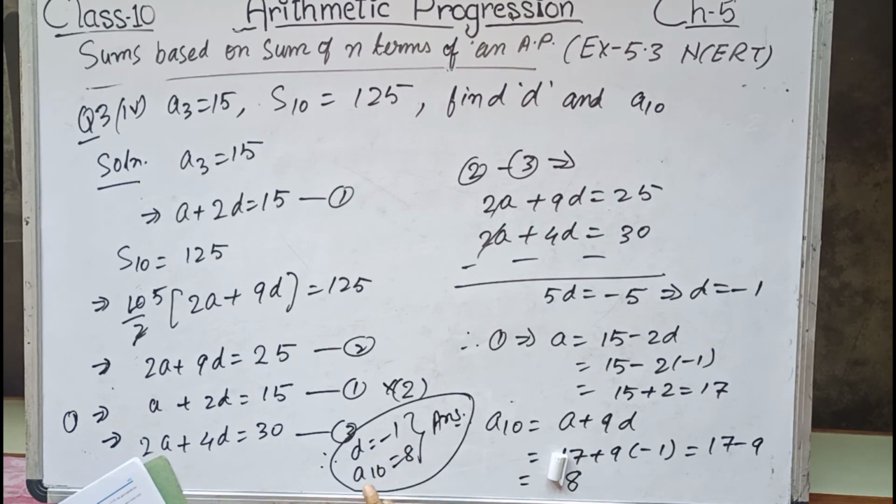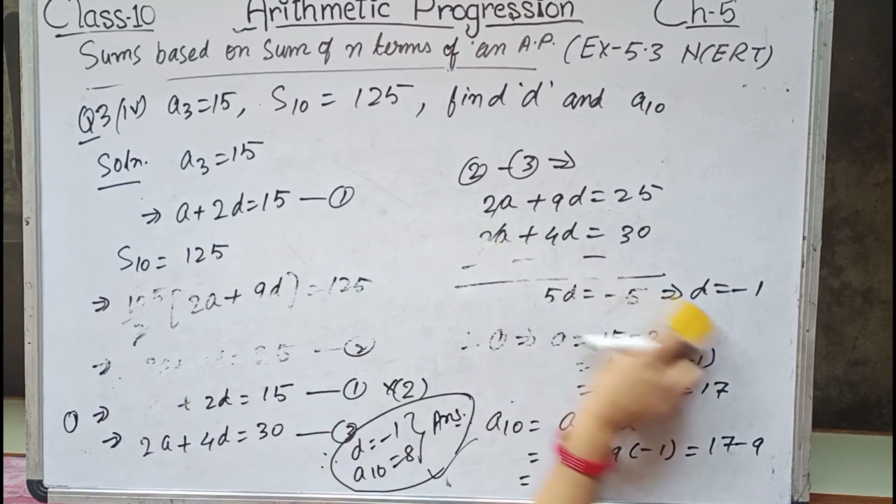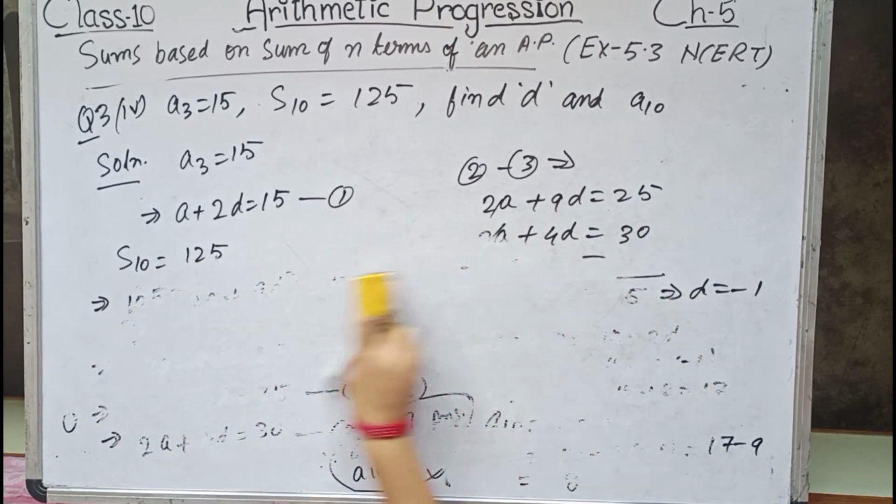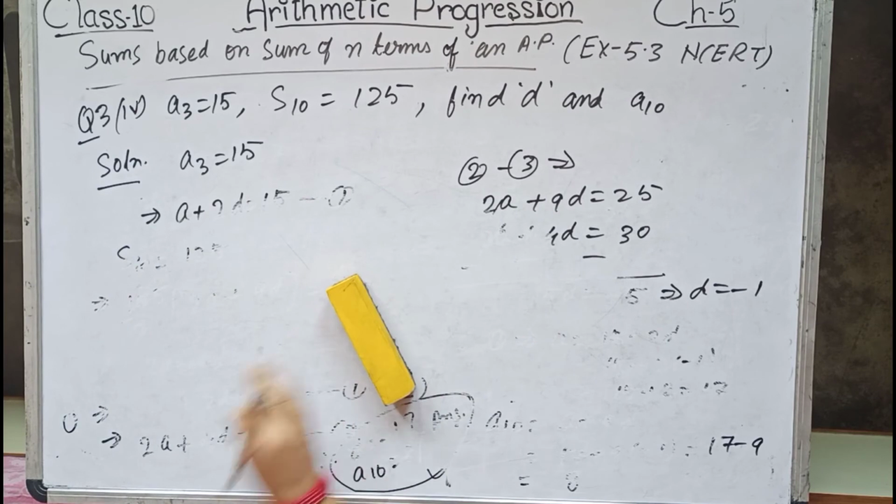D equals minus 1 and the 10th term is 8. This is correct. But this is number 4 I did. I should have done number 5. Let us move to number 5. Subpart number 5. I think this number 4 was also understood. This was an assignment for you which I have done, so you are supposed to do.